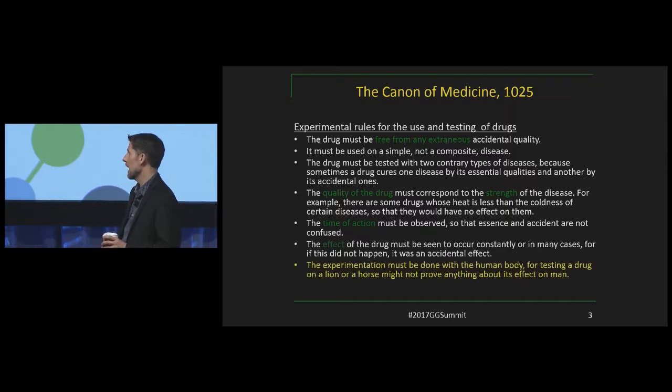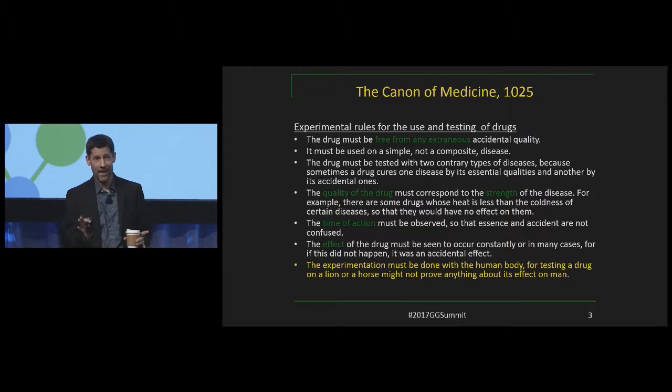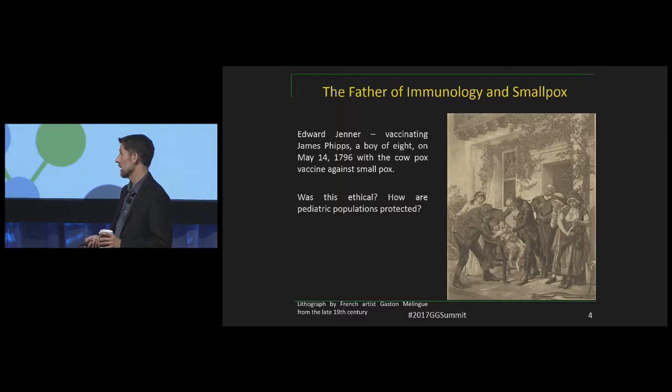We talk about the time of action, the effect of the drug, and most importantly, that experimentation must be done with the human body. For testing a drug on a lion, I have no idea if anybody tests lions anymore, okay? Or a horse may not prove anything about its effect on man. So again, even many, many years ago, some of the things about clinical trial design were set down.